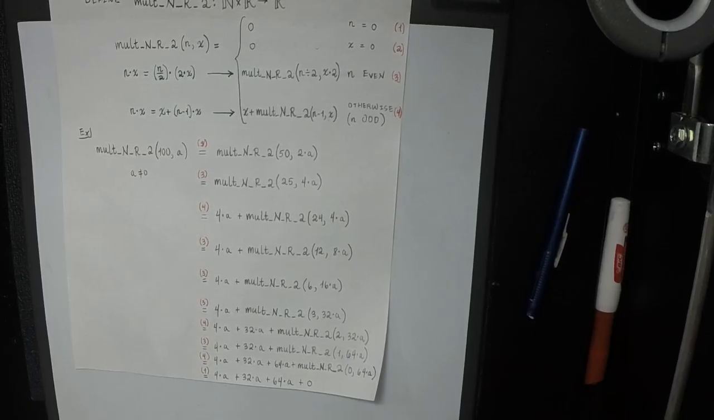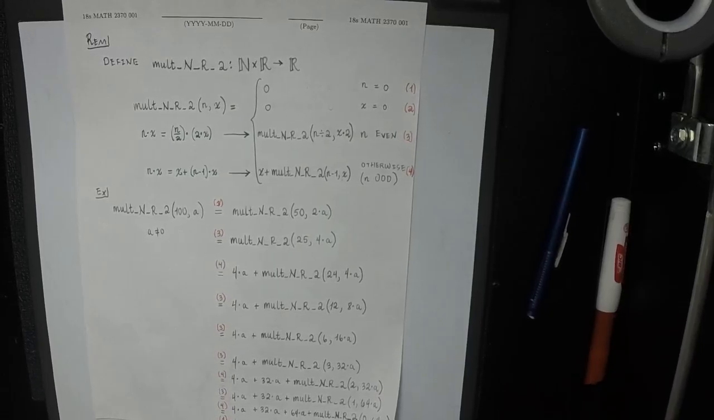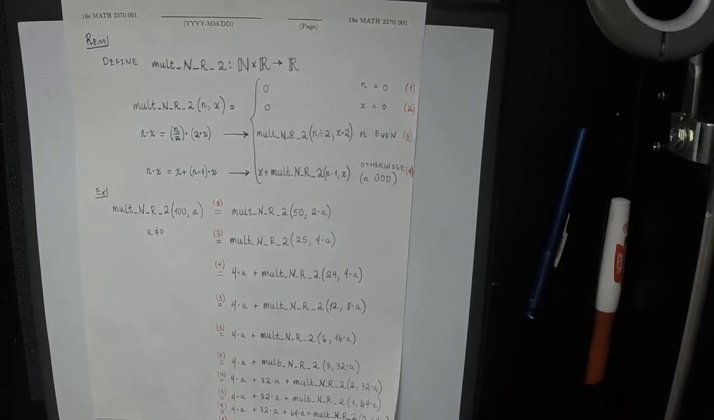Okay, and how about what's the logarithm base 2 of 4 billion? What if I asked you to do 4 billion times x? Well, what's the logarithm base 2 of 4 billion? It's about 32. So what I want you to see is that if you did mult_n_r with arguments 4 billion and x, that would take about 4 billion and 1 steps. A lot of steps. Whereas if you did this one with arguments 4 billion and x, counting it up, it'd probably be like 40 steps. It'd have to be at least 32 because that's how many times you'd have to divide by 2. And there'd be a few times you got an odd case. Pretty neat, huh?